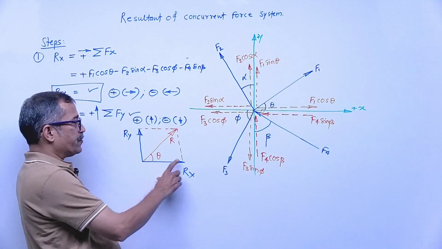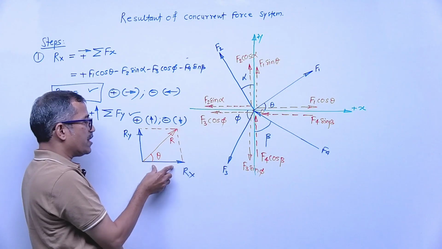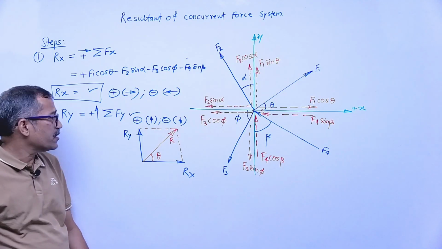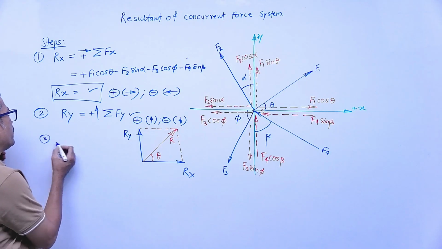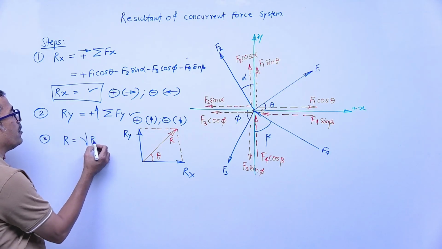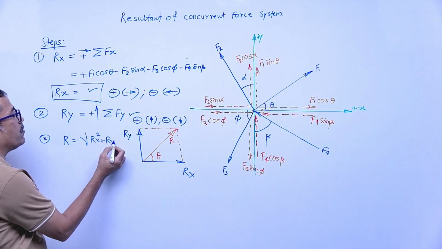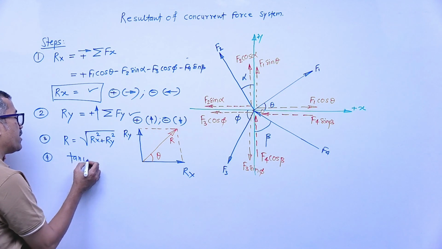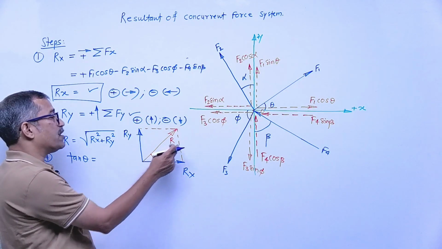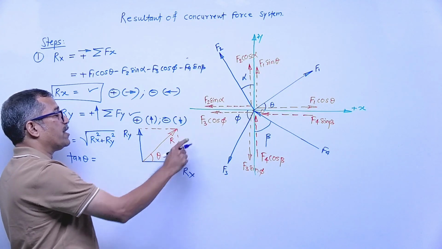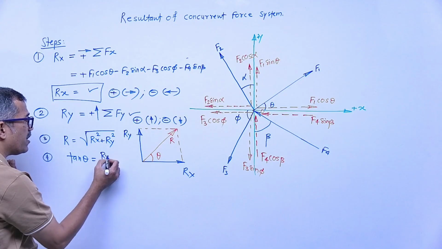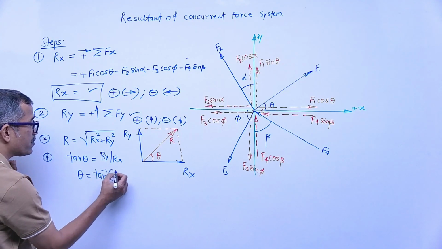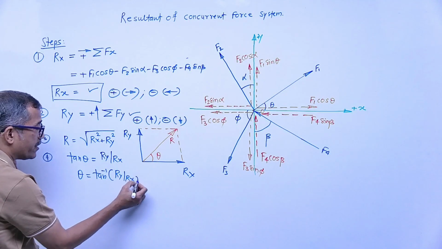How do we get the magnitude of R? See, this is Rx, and this vertical one is Ry, the length of vector A. Rx and Ry are perpendicular. Can you use the Pythagoras theorem? Yes. Third step: magnitude of R is root of Rx square plus Ry square. You will get the magnitude. How do we get the inclination? Tan of this angle is always opposite upon adjacent. The opposite is Ry, the adjacent is Rx. So tan is Ry upon Rx, which means theta is tan inverse of Ry upon Rx.